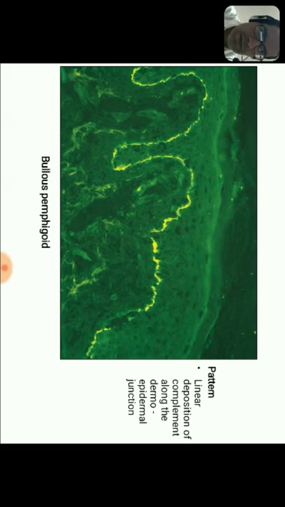Next slide is of bullous pemphigoid, and you can see the dermoepidermal junction. The area above this green or yellow light, which is highlighted here, is the epidermis, and the area below this yellow light is the dermis. So this yellow light is present at the dermoepidermal junction, and it is a linear deposition, and this deposition of complement is occurring here in bullous pemphigoid.